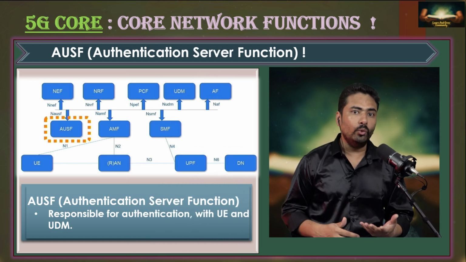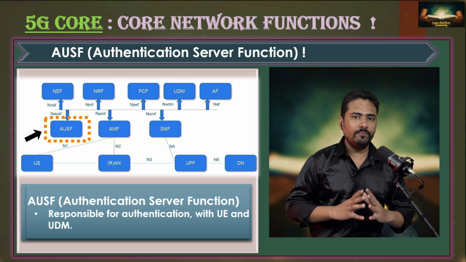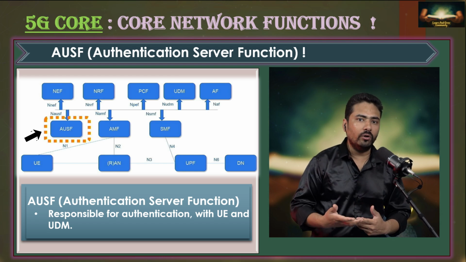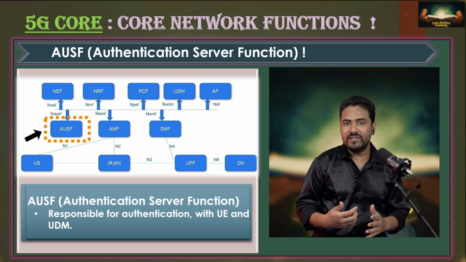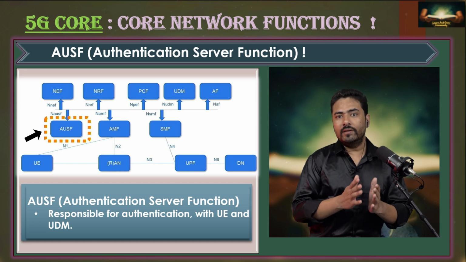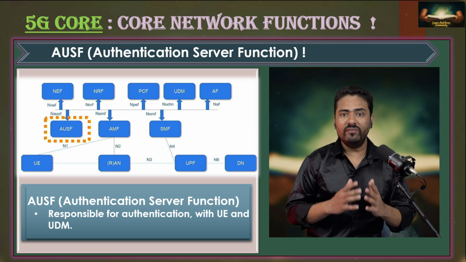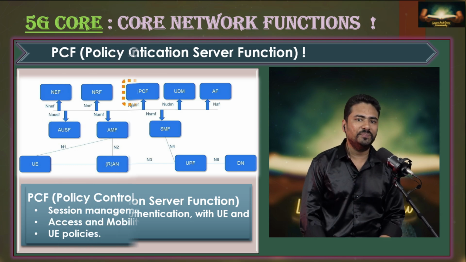Next is the AUSF, or Authentication Server Function. The AUSF represents the subscriber's home network and handles authentication. It manages authentication by processing the information in the home network and from the received UE data. It retrieves necessary data from the UDM.